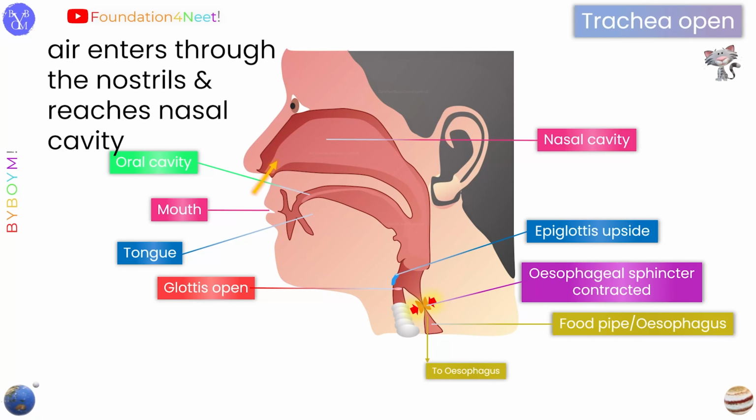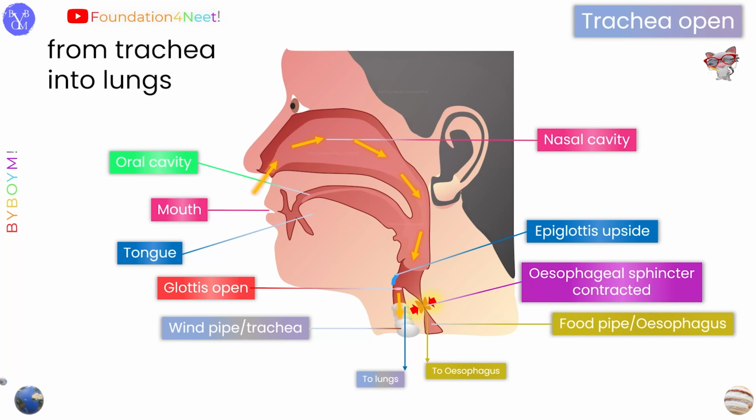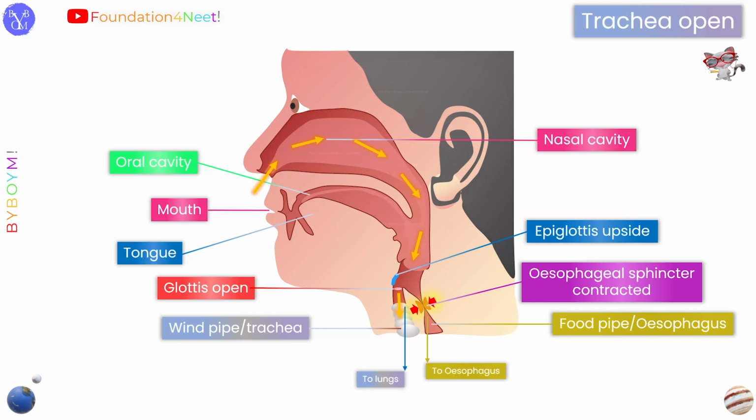The air you breathe enters through your nostrils and then it reaches the nasal cavity, and then through the pharynx and glottis enters the trachea. From trachea it would move forward into the lungs. The epiglottis, the cartilaginous flap of tissue that covers the entry of windpipe, remains lifted while you breathe, allowing flow of air into trachea. This was the case when the trachea is open.